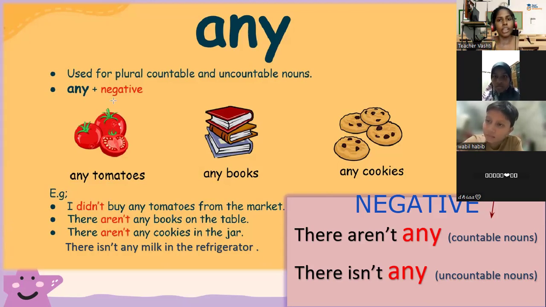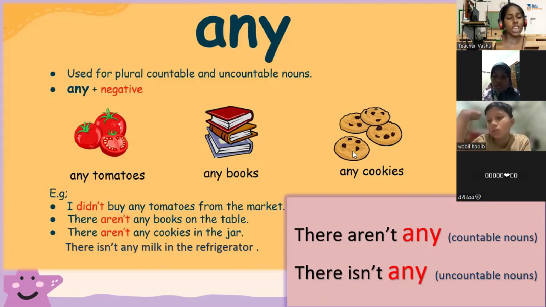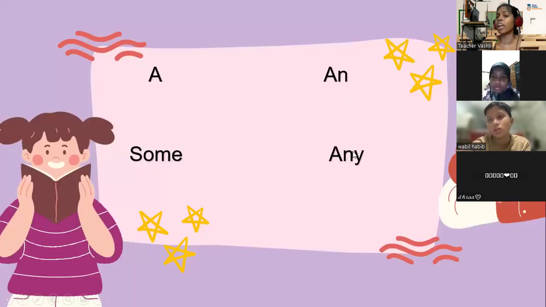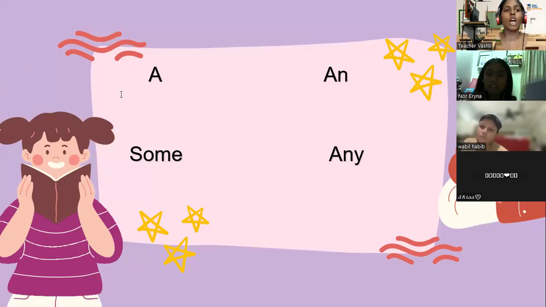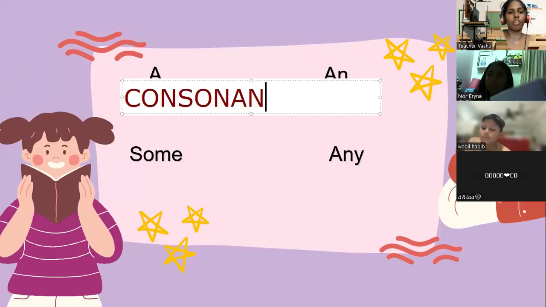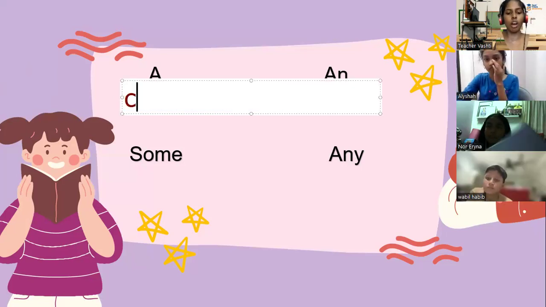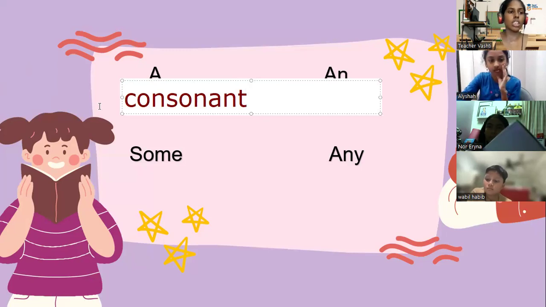Okay, are you done already? Yes. Good. Now, remember where to use a and some and any. Now, very important. Let's discuss the very important differences. Where do I use a for vowel or consonant? Consonant. Okay, very good. Only for consonant.